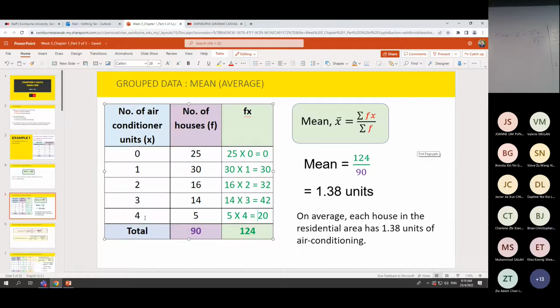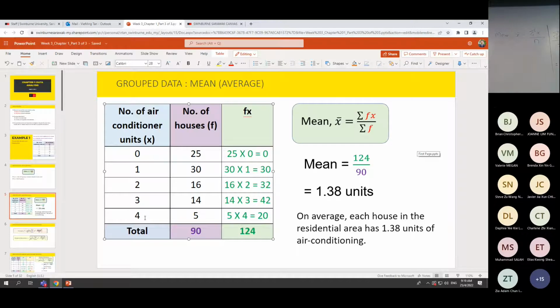Before it's too late, I think I have one question from a student. Any questions from the online students? I think there's one. Teacher, if instead of number of air conditioner units, you say number of students, so it becomes 1.38 students, do I have to round it up to 2, or do I just leave it at 1.38? Because there cannot be half a student.